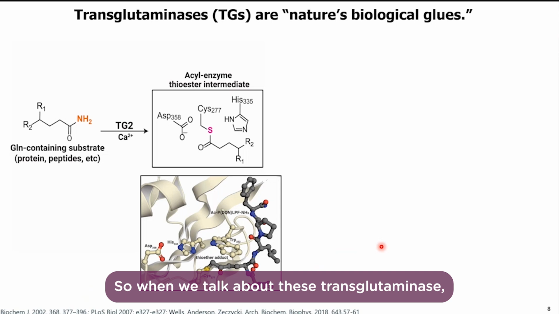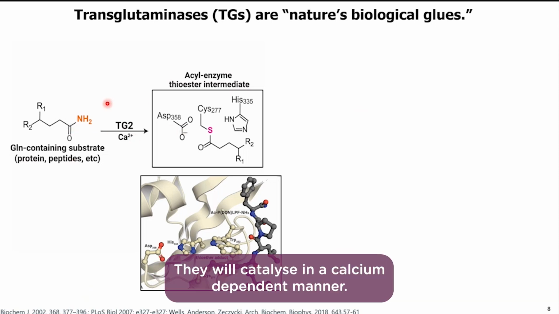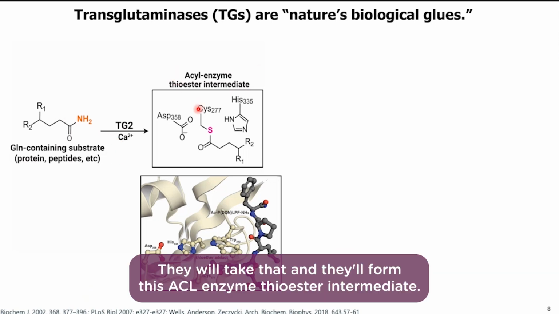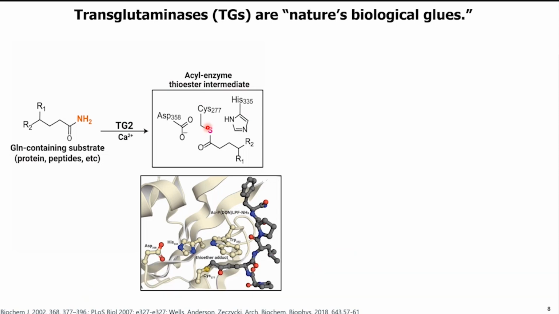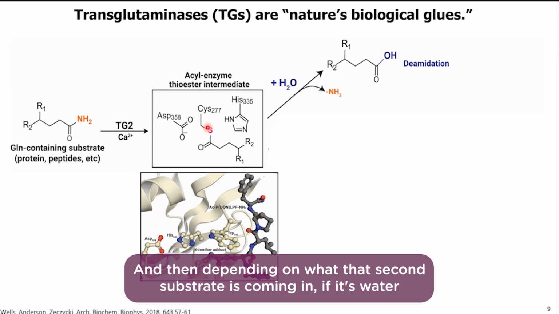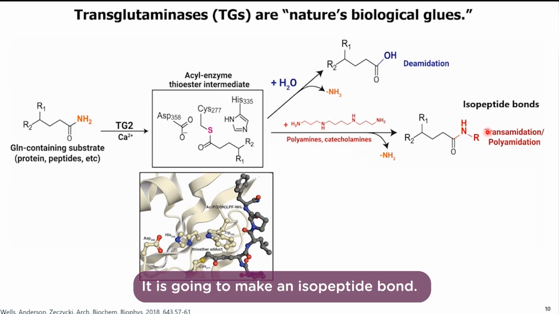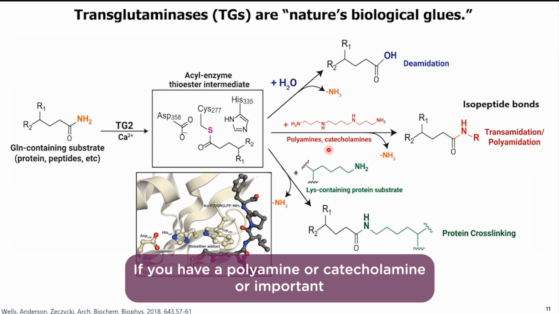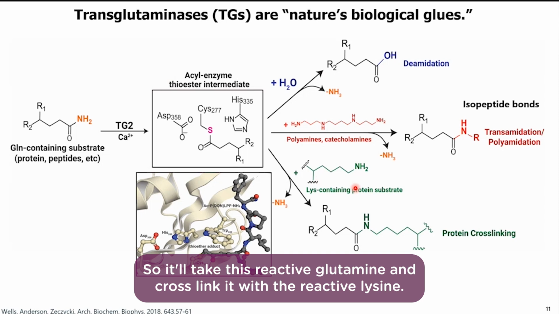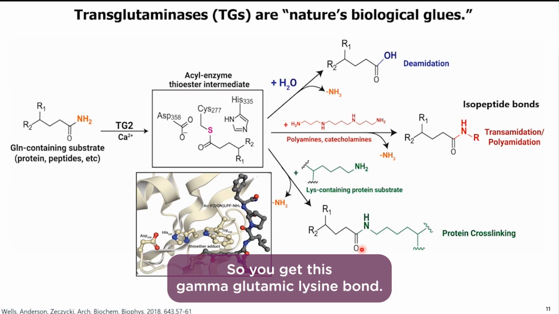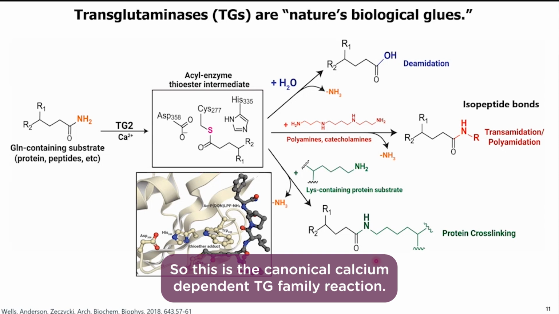So when we talk about these transglutaminases, these enzymes are actually called nature's biological glues. They will take a glutamine-containing substrate and catalyze in a calcium-dependent manner. They'll form this acyl enzyme thioester intermediate, conserved across the family, with this catalytic triad. Then, depending on what that second substrate is, if it's water, it's going to take this glutamine substrate and deamidate it. It is going to make an isopeptide bond if you have a polyamine or a catecholamine, or, important for neurodegenerative diseases, it's going to cross-link two proteins together. It'll take this reactive glutamine and cross-link it with a reactive lysine, so you get this gamma-glutamyl-lysine bond. All three of these reactions, the transglutaminase family can actually catalyze. So this is the canonical calcium-dependent TG family reaction.